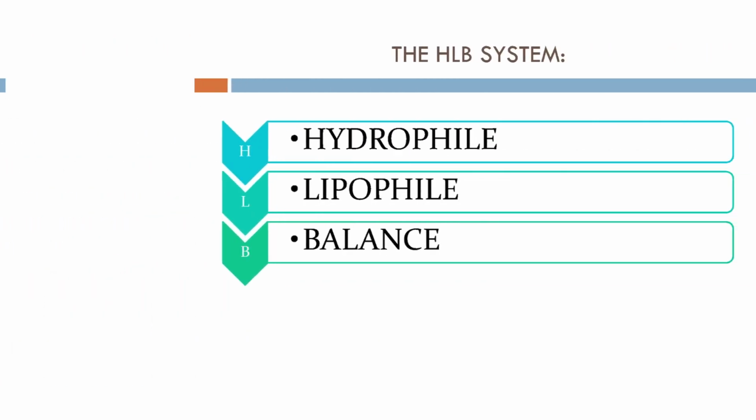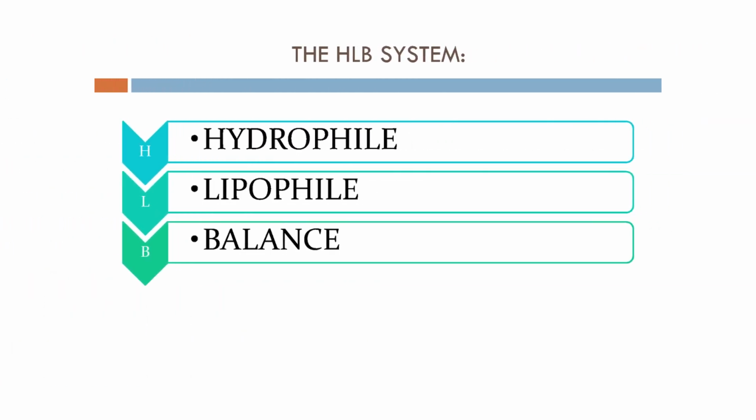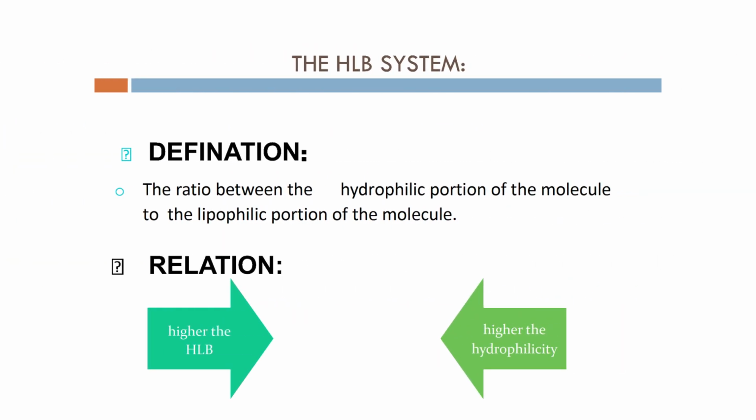The HLB system. Now let's introduce a very important system for choosing the right emulsifier, the HLB system. HLB stands for hydrophile-lipophile balance. It's a crucial concept for formulating stable emulsions. So what is the HLB system? It's a definition of the balance between the hydrophilic or water-loving portion of the molecule and the lipophilic or oil-loving portion of the molecule. The relation is straightforward. The higher the HLB number, the higher the hydrophilicity of the surfactant. A high HLB means it prefers water, a low HLB means it prefers oil.